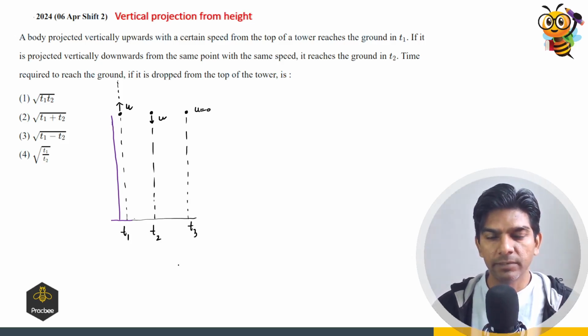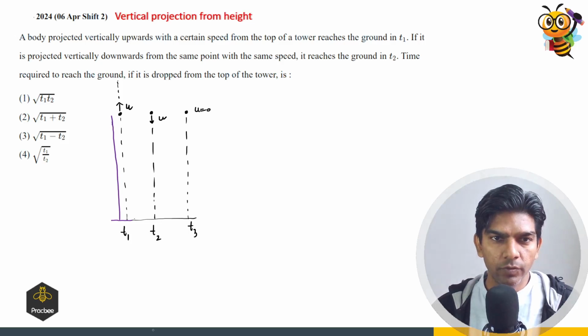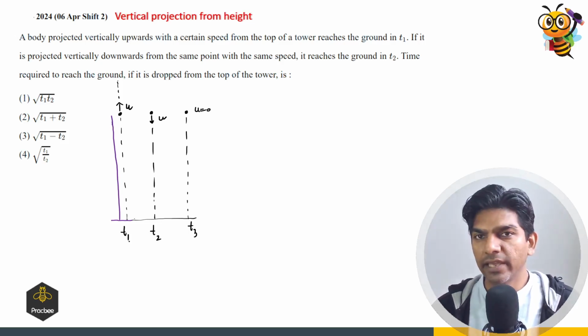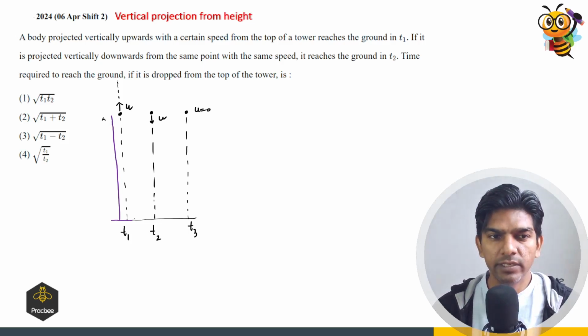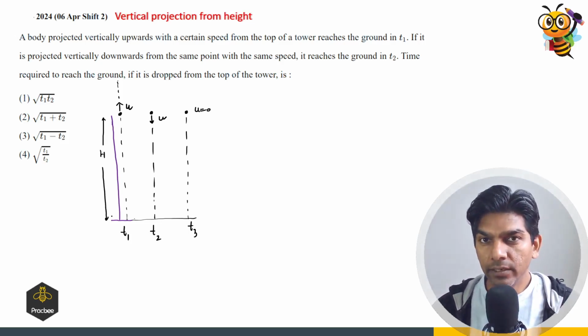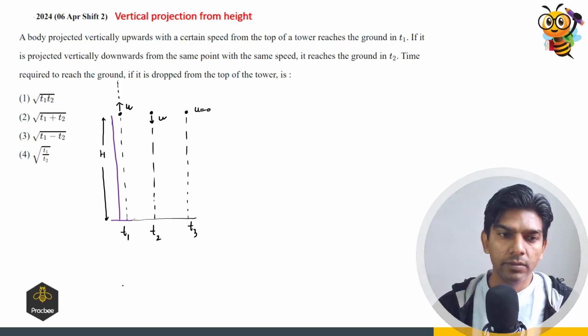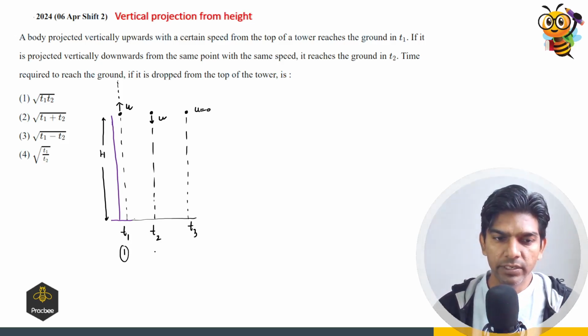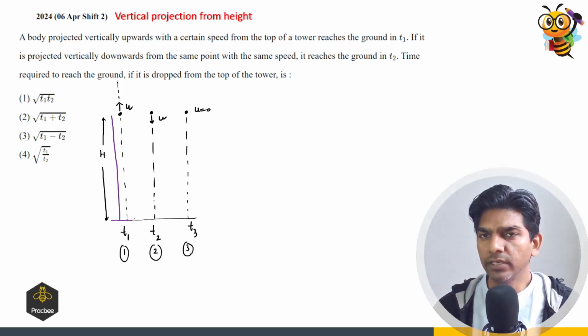Let us say this is t3. So what we can do in this case, since time t1 is given, initial velocity is given, right? And let us assume that the height of the tower is h. So let us apply the second equation of motion three times. First for the first case, then for the second case, and then for the third case, and then we'll try to manipulate the equations.